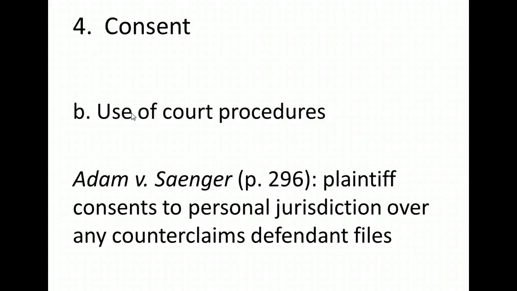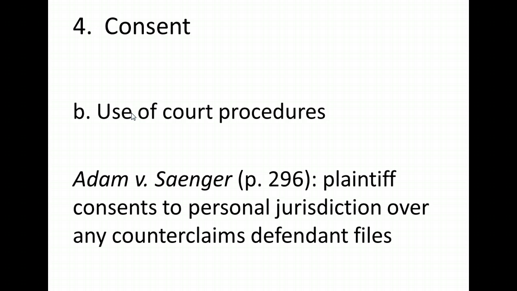But what if the plaintiff files a lawsuit, let's say in the state of Oregon, and the defendant then turns around and files a counterclaim against the plaintiff? And the plaintiff says, oh, but wait a minute, I don't consent to the court in Oregon having personal jurisdiction over me to decide this counterclaim. I only consented to personal jurisdiction so that the court could decide this complaint.